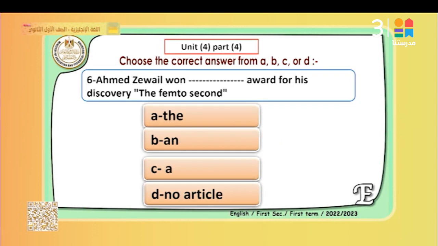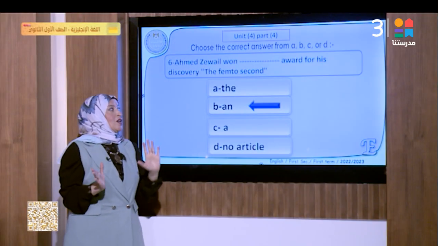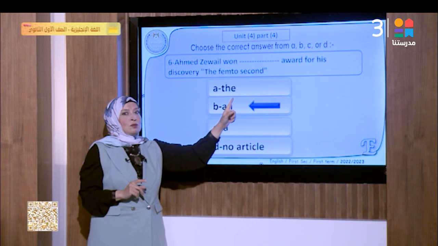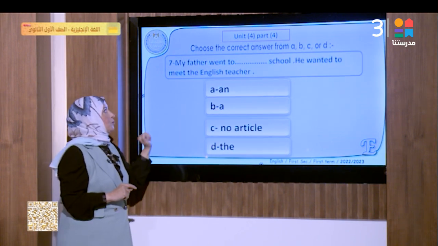Question number 6. Ahmed Zewail won an award for his discovery, the femtosecond. So Ahmed Zewail won a prize. What is the word prize? It's award. Award means a prize, the Nobel Prize. So award starts with the letter A. Can we say the award, an award, a award, or no article? Of course, we use an award because it starts with a vowel. This is a grammar part.